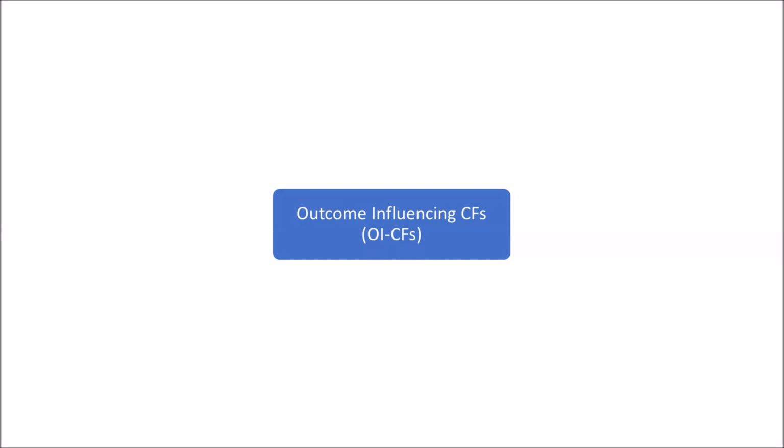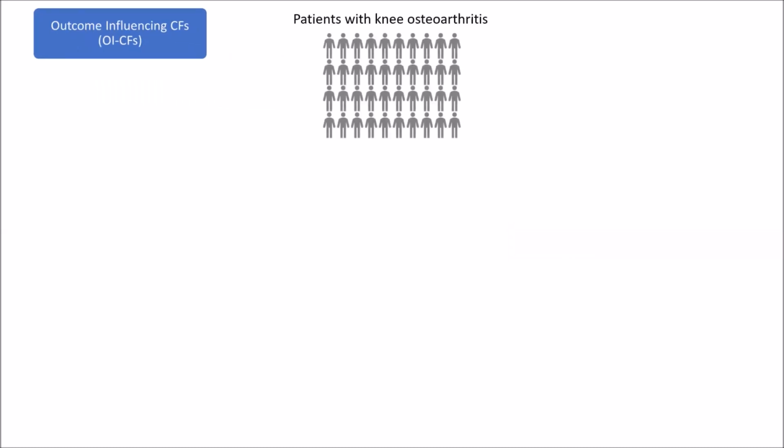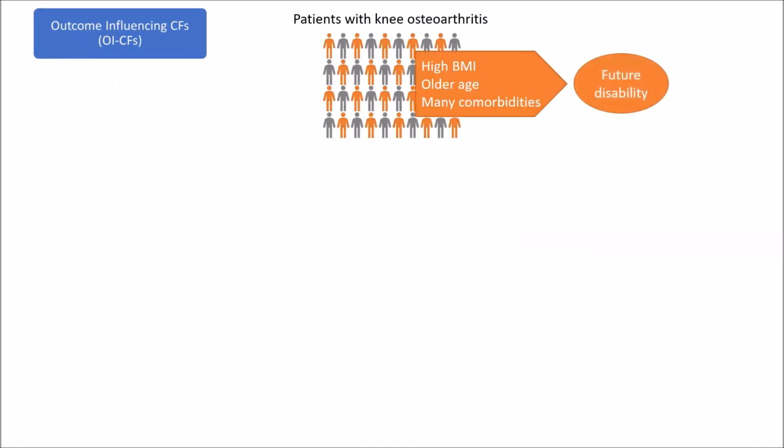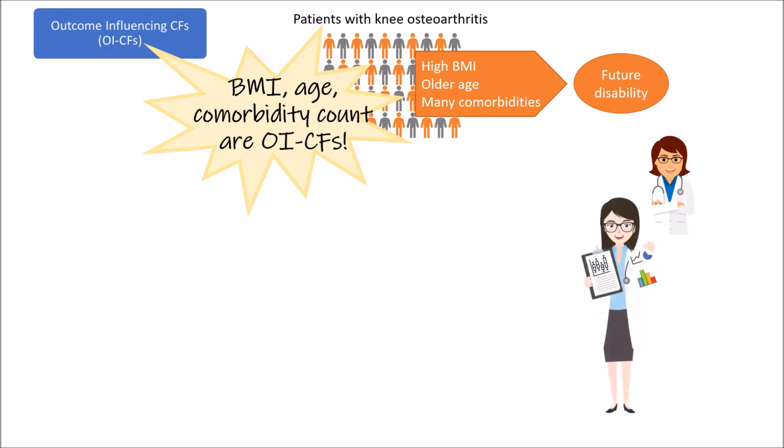Let's now take a look at outcome-influencing contextual factors. In a study, patients with knee osteoarthritis were followed over time. It was found that high body mass index, older age, and high comorbidity count are associated with future disability. These factors are said to be prognostic for disability and can be considered outcome-influencing contextual factors. The natural progression of a disease in patient subgroups is relevant knowledge for clinical practice, but also for researchers conducting trials.